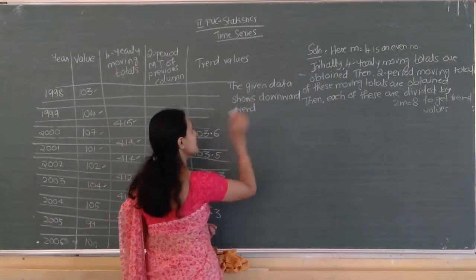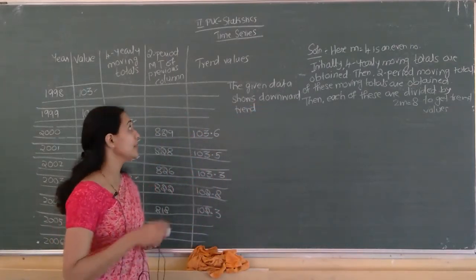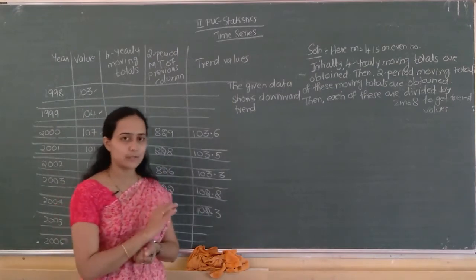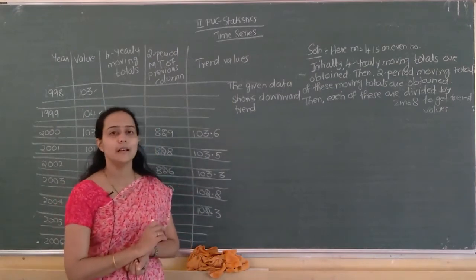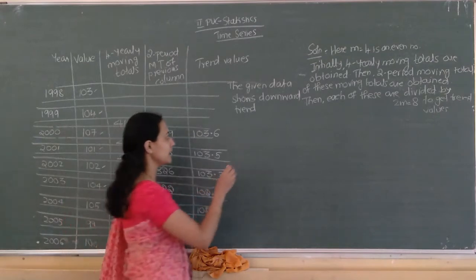The given data shows a downward trend. Okay. Next, can we do the graph? Plot the graph. In the question I didn't write it, but if they ask, we have to draw the graph also. Can we do the graph?